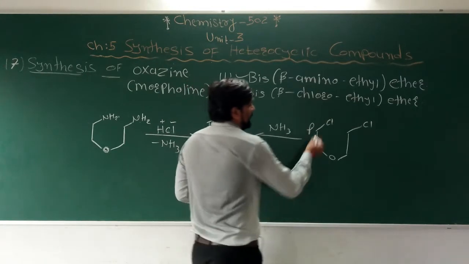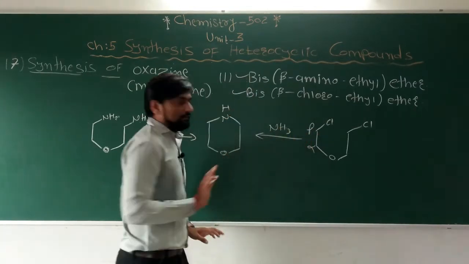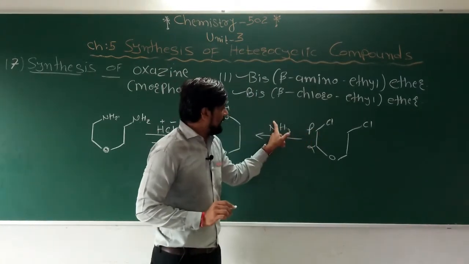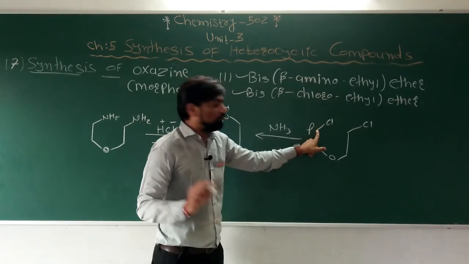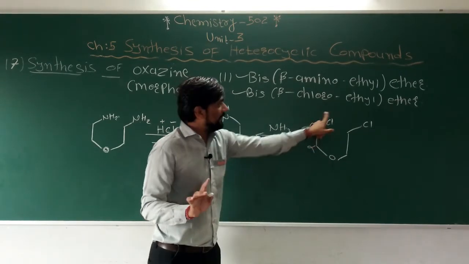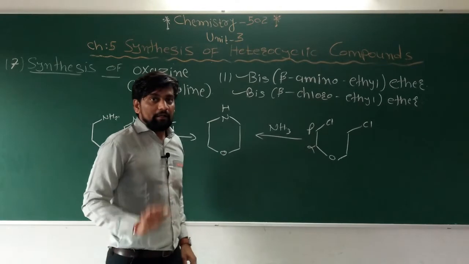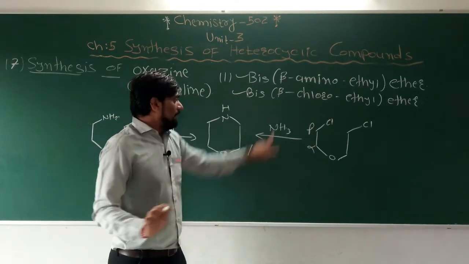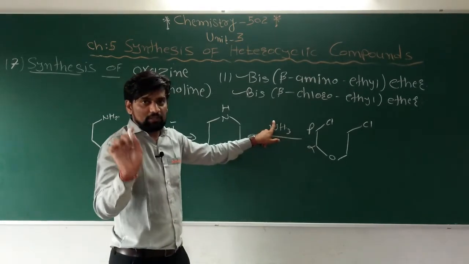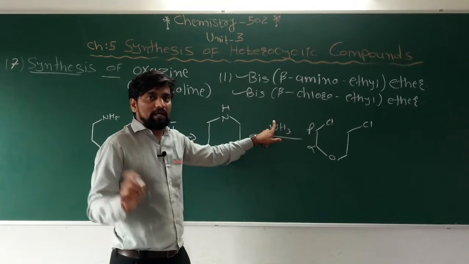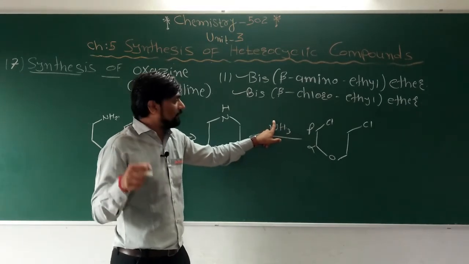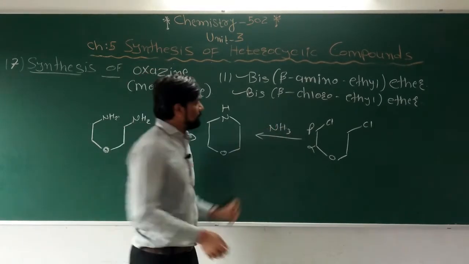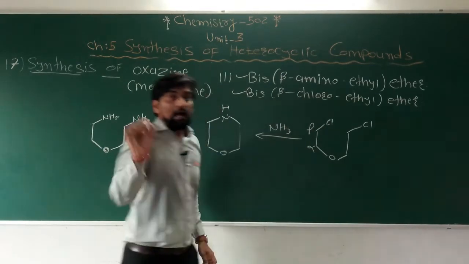So what happened? Here ammonia is there. That's why this nitrogen will donate electrons toward this carbon. That's why Cl negative will be removed with a negative charge and this nitrogen has a positive charge. This nitrogen has a positive charge. So it requires electrons, and this electron deficiency is cured by the hydrogen.